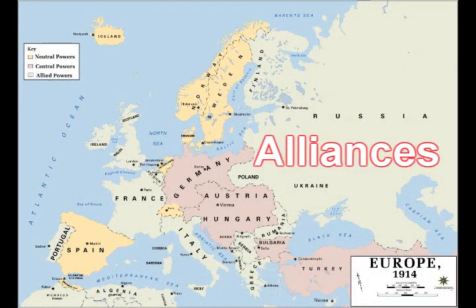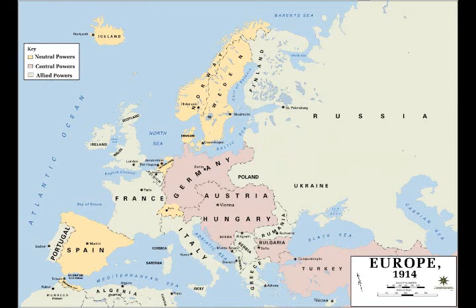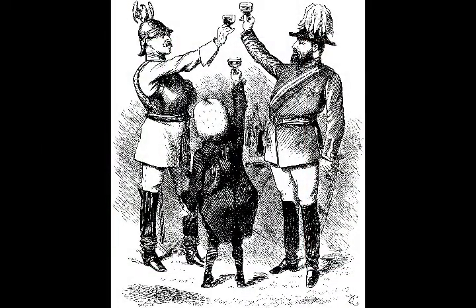Before we talk about war fronts or the weapons, let's talk about the two alliances pitched against each other. They were the Triple Alliance and the Triple Entente. The Triple Alliance consisted of Austria-Hungary, Germany, and Italy. They were referred to as the Central Powers.